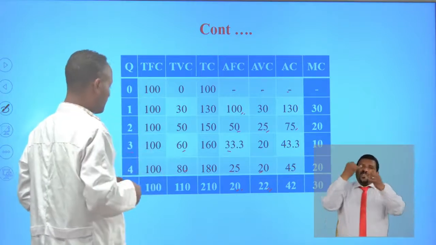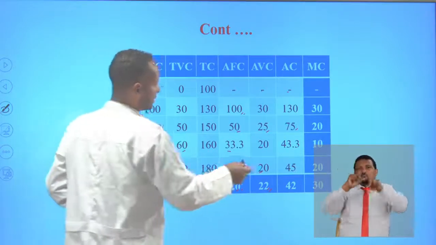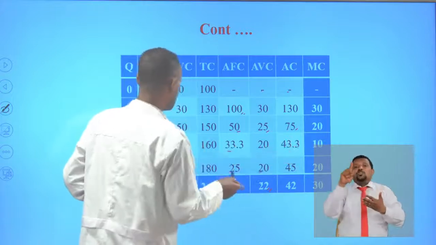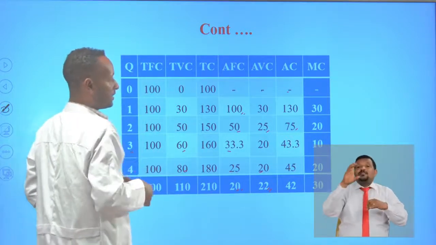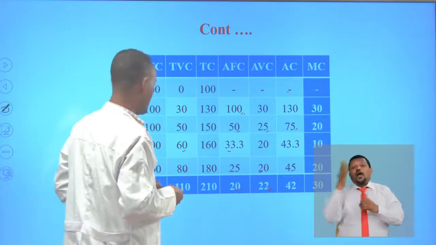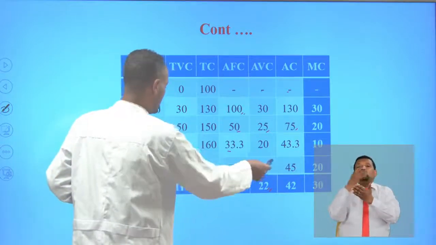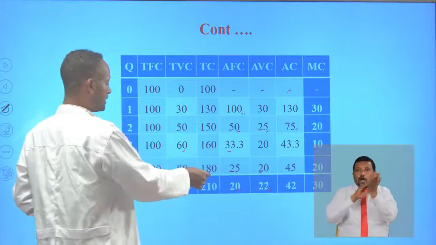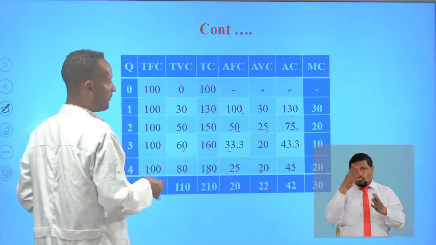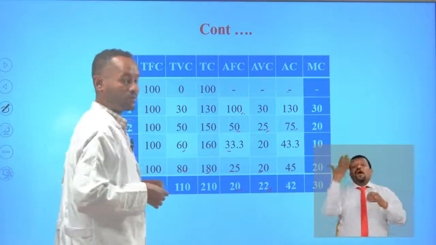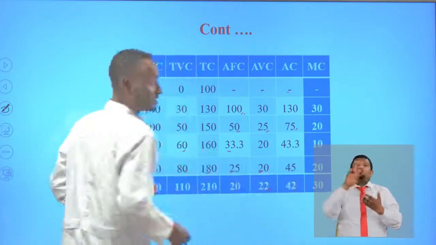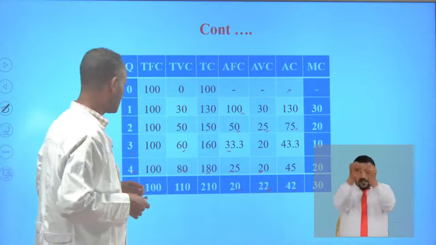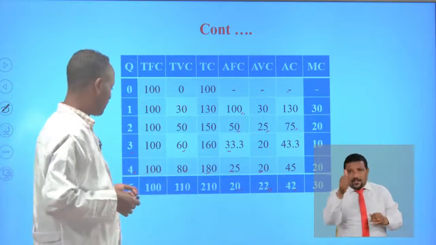And the average cost of 3 units of a commodity is 53.3. It is calculated by dividing 160 by 3. The average cost of producing 4 units of a commodity is 45. It is calculated by dividing 180 by 4. And finally, the average cost of producing 5 units of a commodity is 42. It is calculated by dividing 210 by 5.